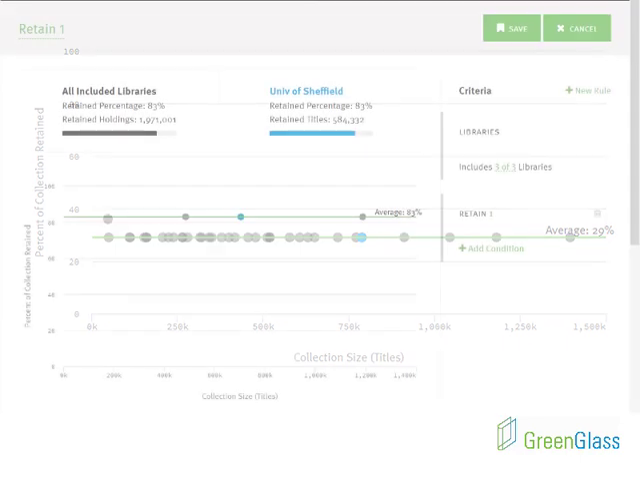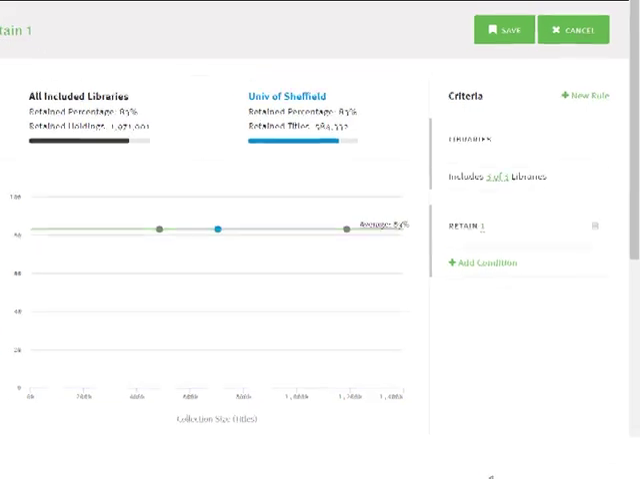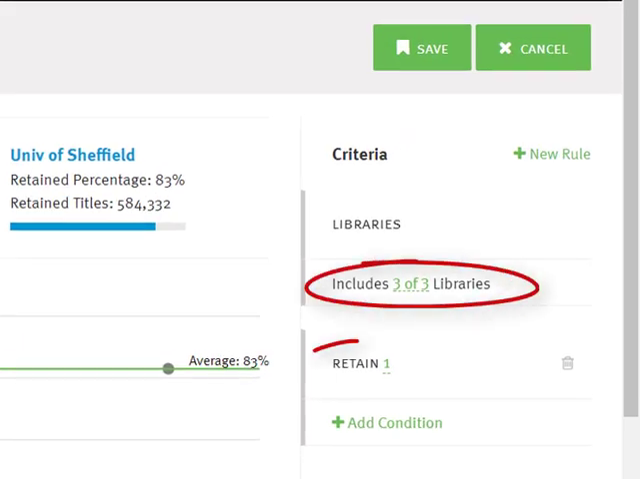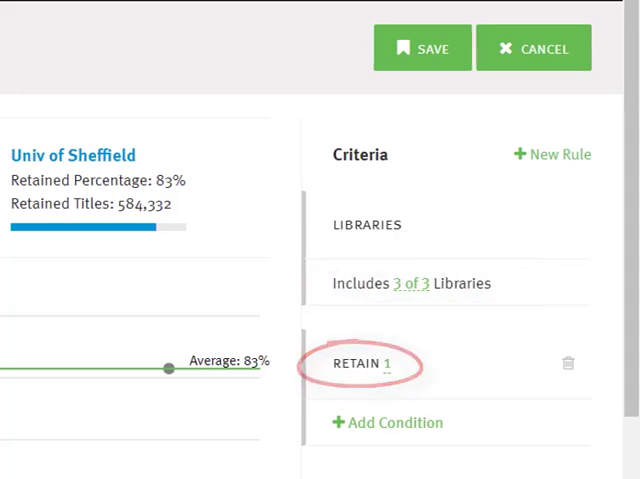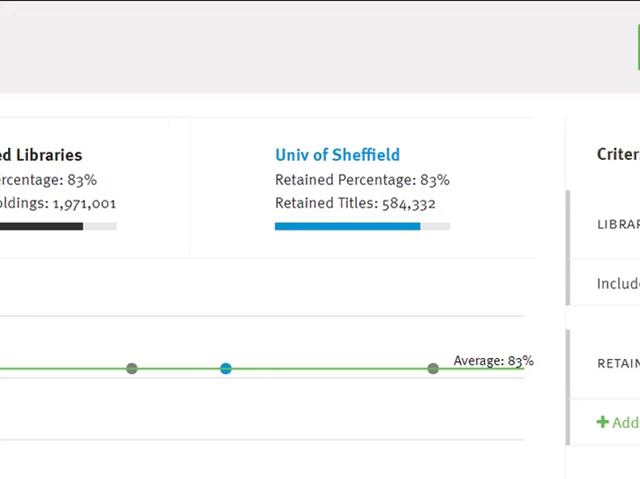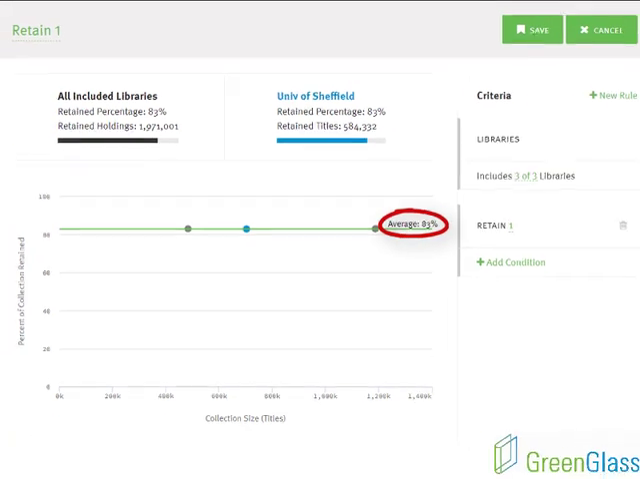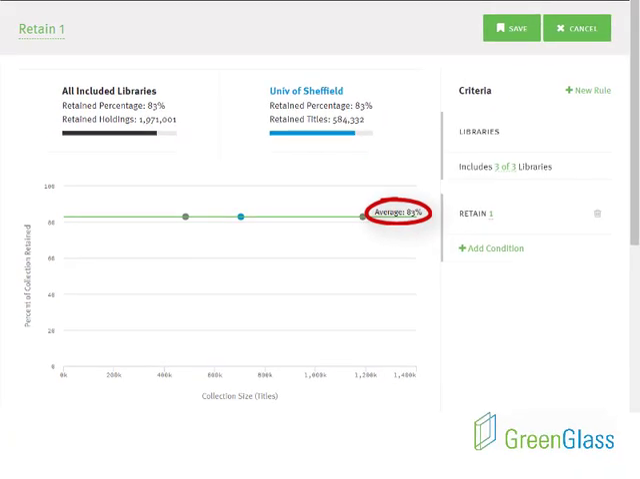As you can see here, a shared print project with just 3 members, with a goal to retain one copy of every title in the analysis, can require member libraries to retain upwards of 80% of their collections. For many shared print participants, this level of commitment is overly burdensome. So it becomes necessary to whittle down the universe of titles to retain.